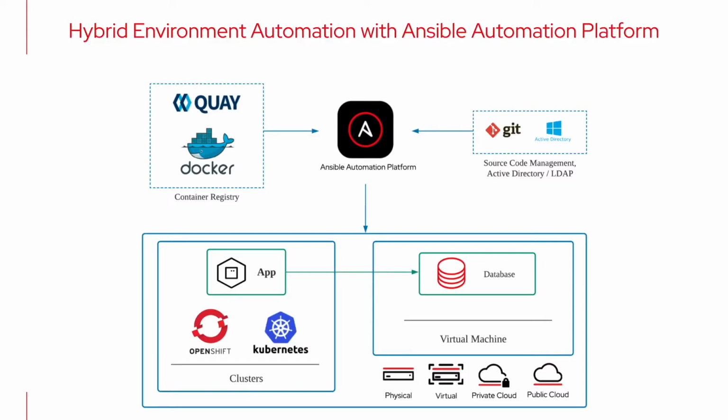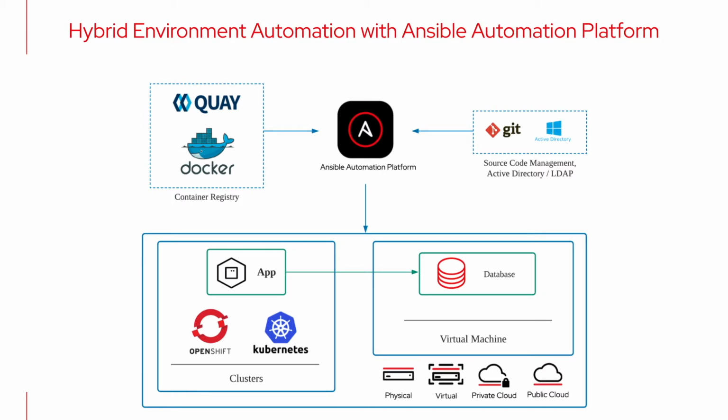Hi, in today's demo, we are going to look at hybrid environment automation with Ansible. As we know, it is still common to have both virtual machines and Kubernetes running in an enterprise. The virtual machines and Kubernetes clusters can be running on-prem, on top of virtualization platforms such as VMware, or be deployed in the public clouds. Hybrid clouds are also common for many large organizations.